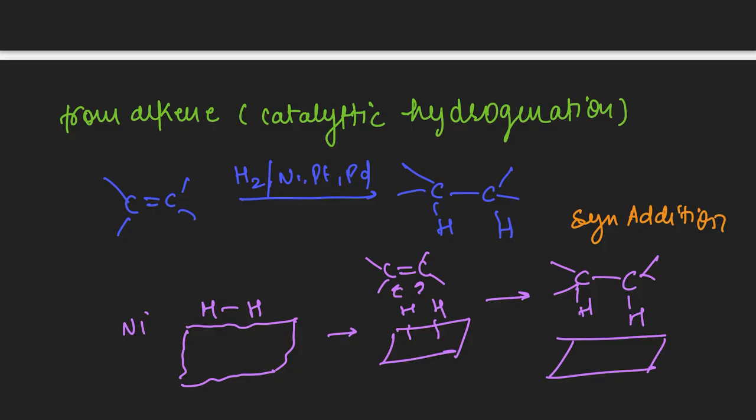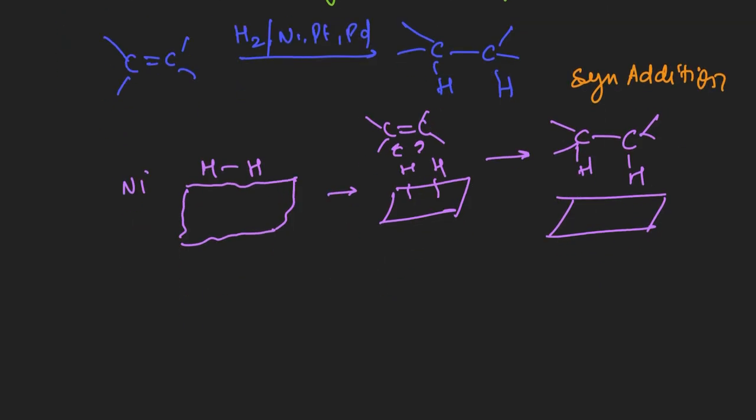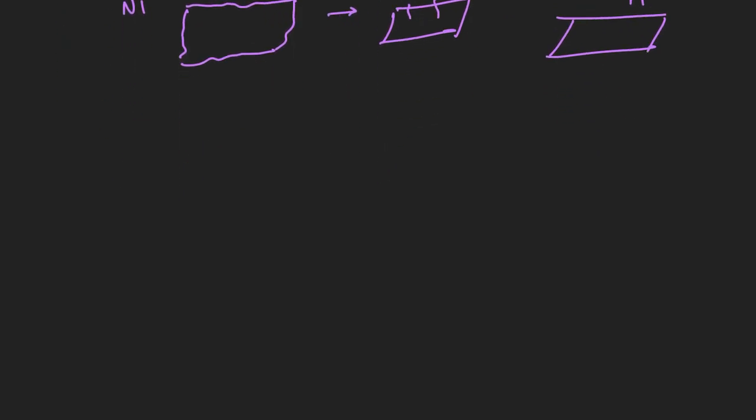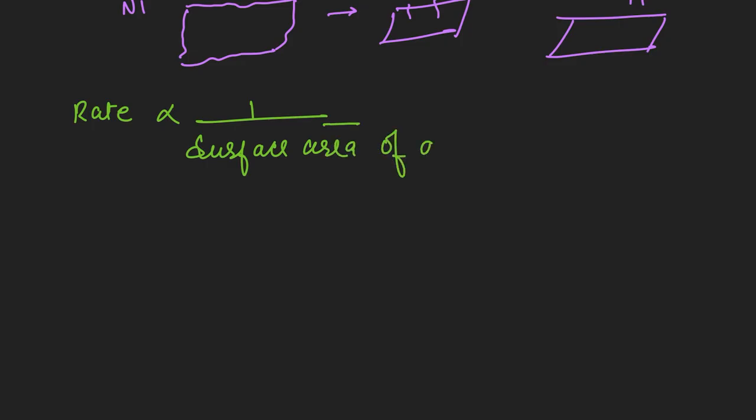Now, let's say we talk about the rate of the reaction. The rate is inversely proportional to the surface area of the alkene. Let's say we have these two types of alkene. So where is the more rate? More rate is on the second because it has less surface area.